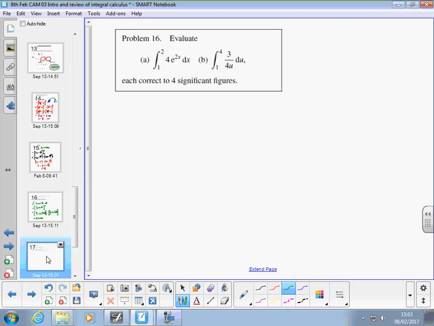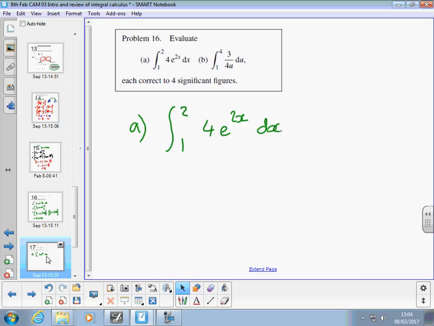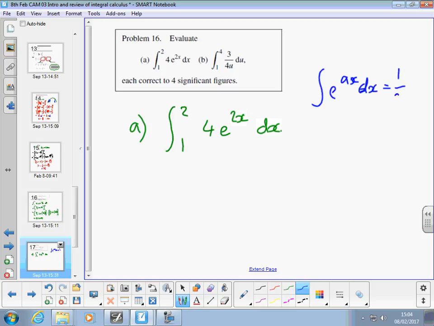On the following page, the first one, 1a, is evaluate between 2 and 1 for e to the 2x dx. If we go back to your table, because we haven't used the e to the power of 1, the integral of e to the ax dx is equal to 1/a e to the ax plus c.